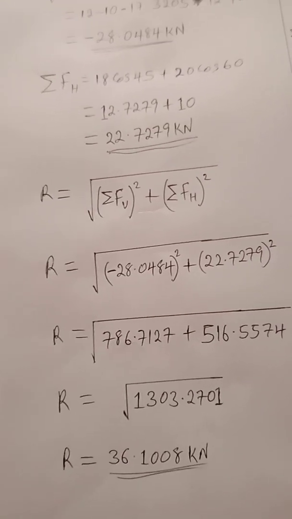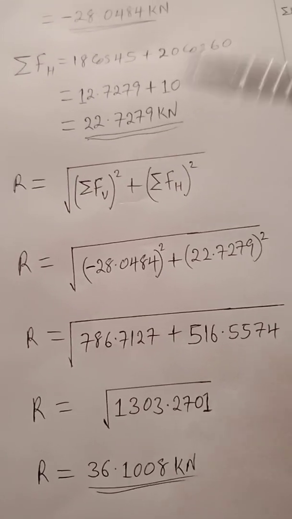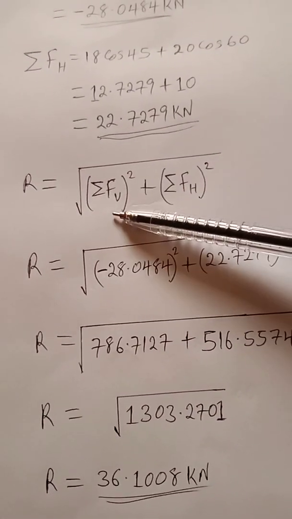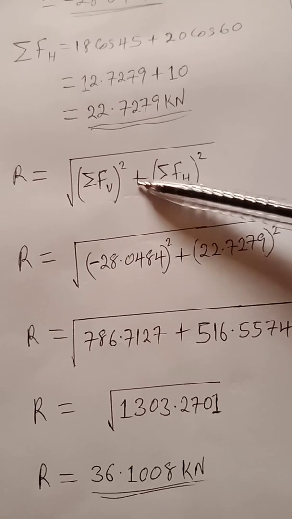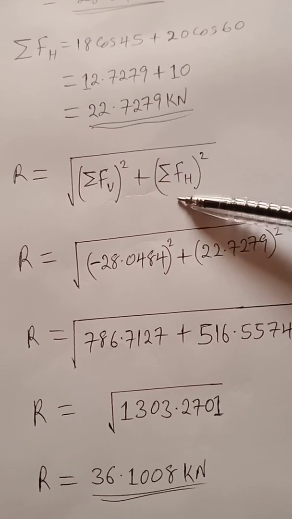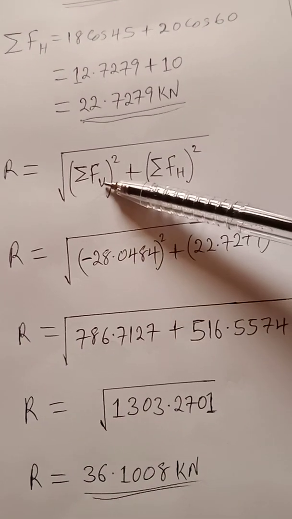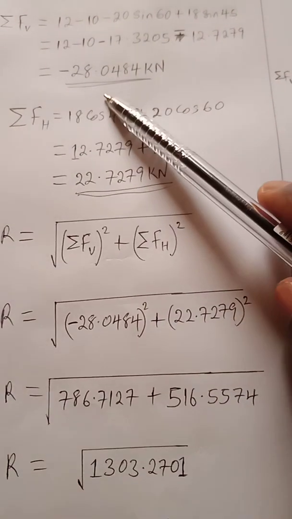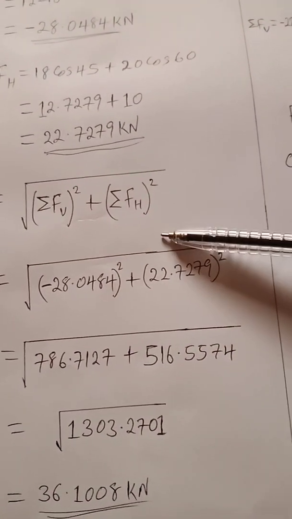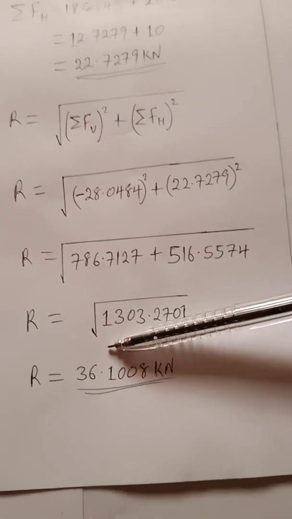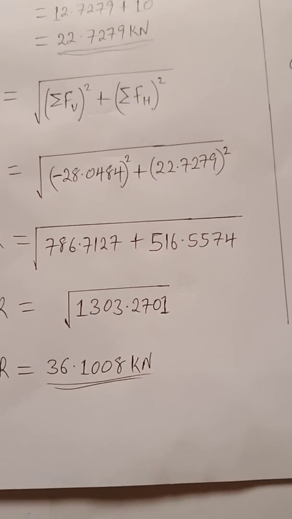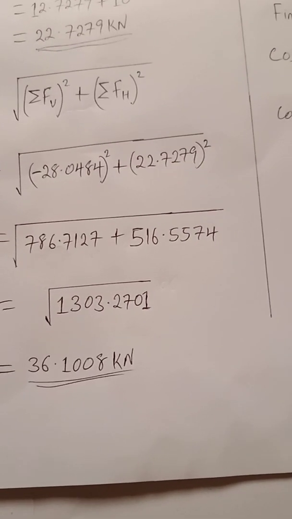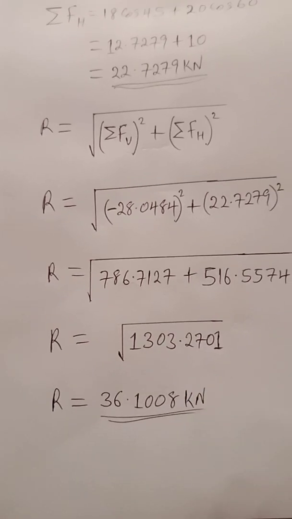Then after that, we find the resultant force. To obtain our resultant force, we already know the formula, which is the square root of the sum of all forces in the vertical squared, plus the square of the sum of horizontal forces. So our vertical force is minus 28 from what we have obtained here, squared, and our horizontal is this. When you do the calculations, you have a resultant of 36.1008 kilonewton. So we have obtained our resultant force. Then the next thing is for us to determine the position of this resultant force. In order to do that, we move to the next page.